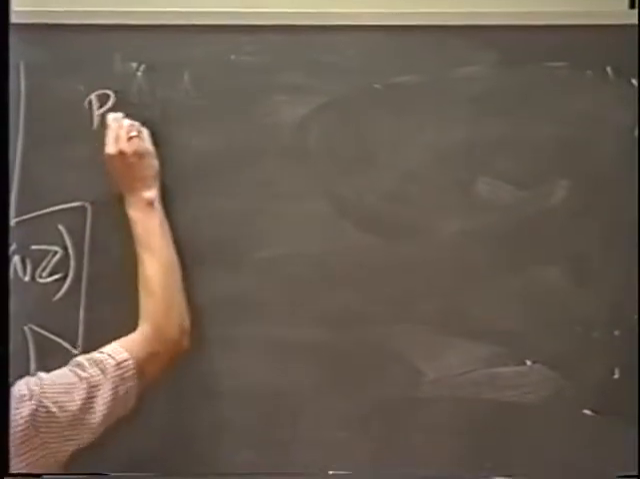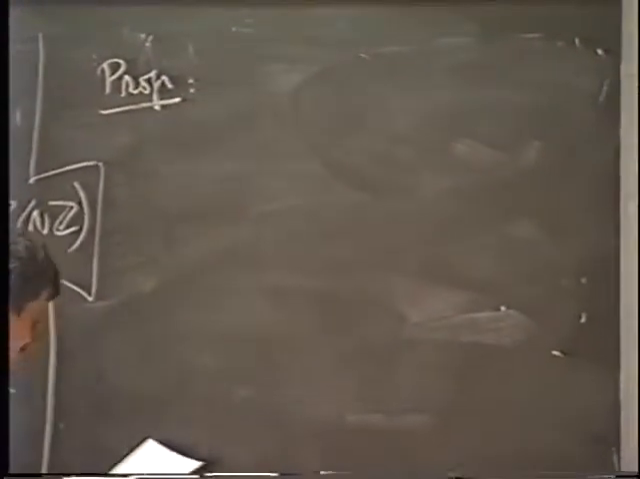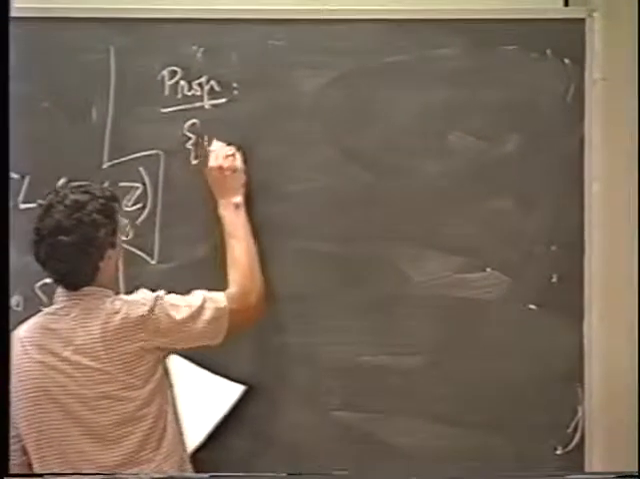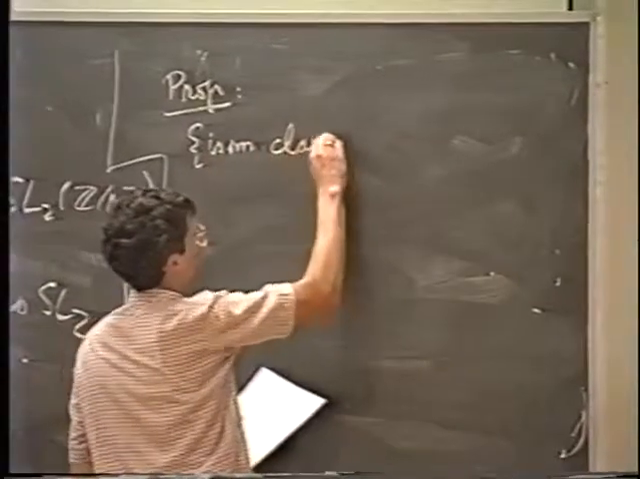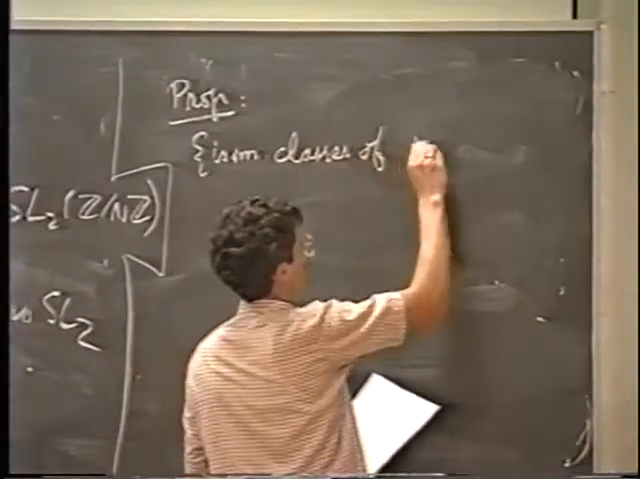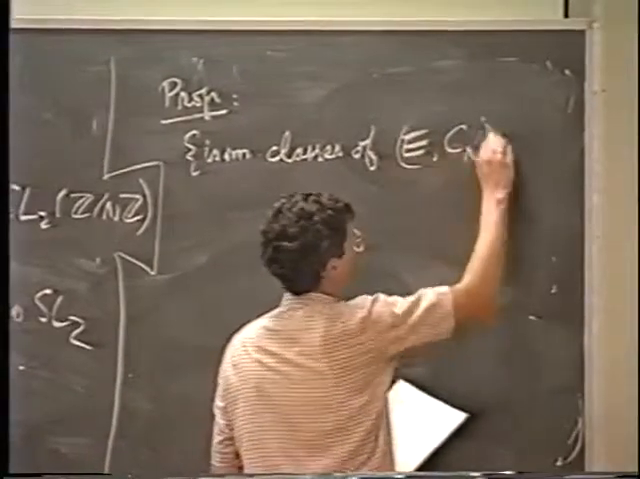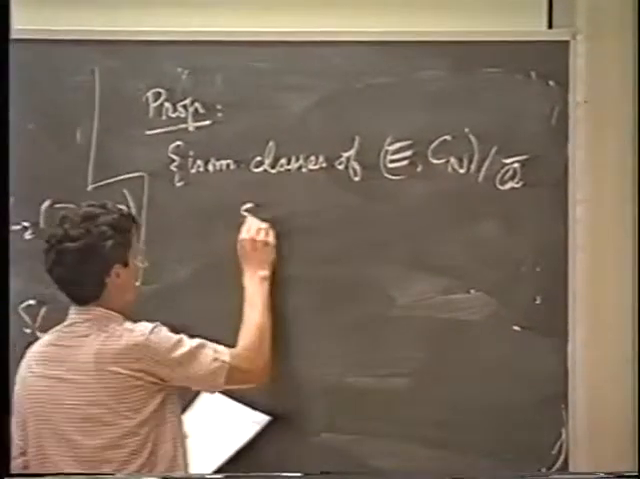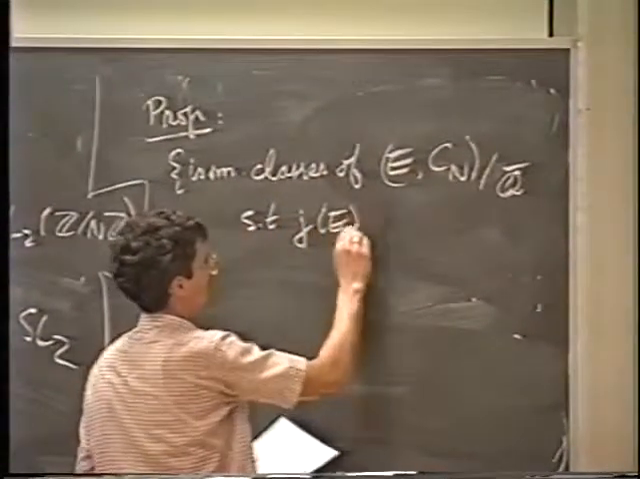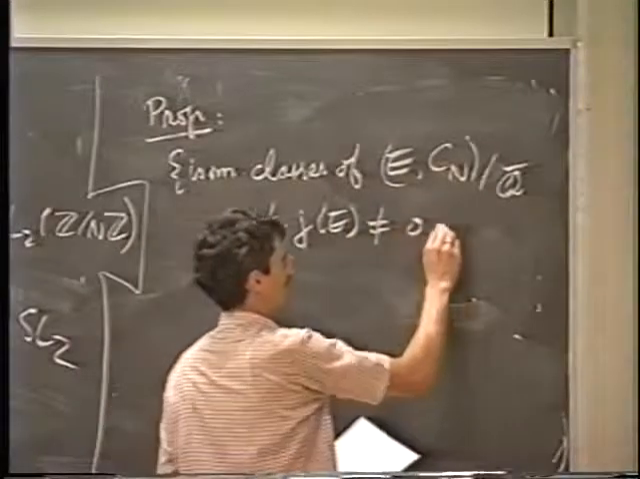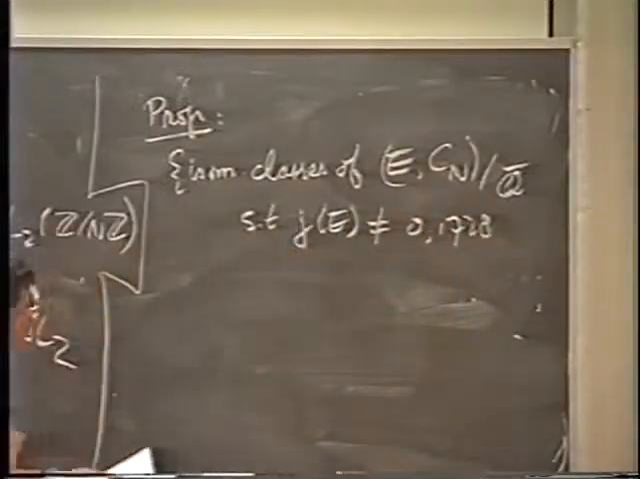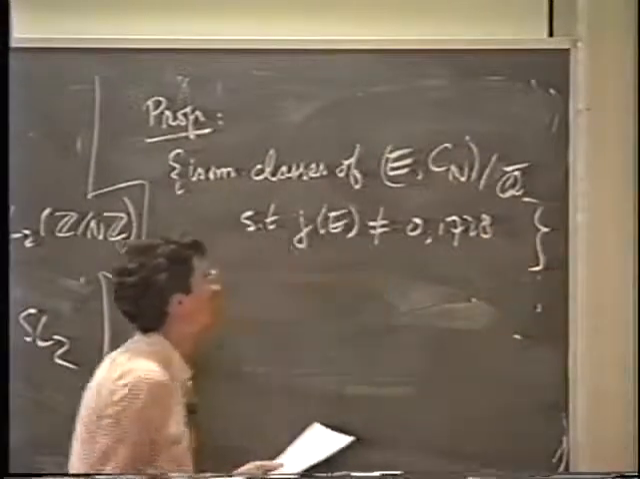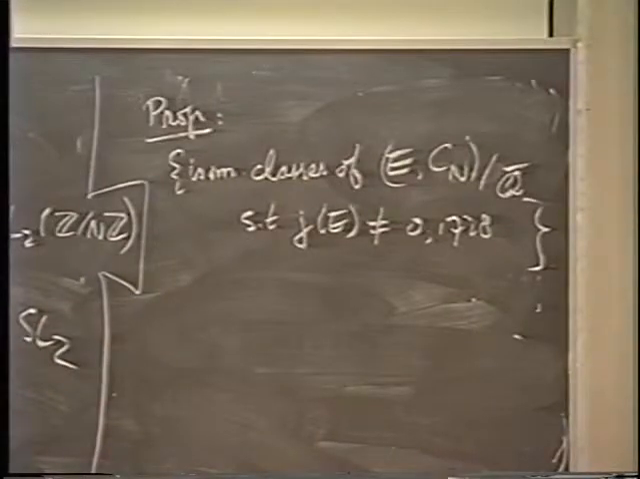So this is the proposition that is like an exercise. It's very easy to prove. I look at isomorphism classes of pairs E and C_n over Q bar with the property that the J invariant of E is not 0 or 1728. J invariant infinity is a bit strange to write down. I don't look at singular curves, is what that means.